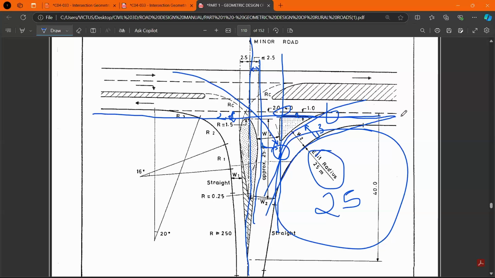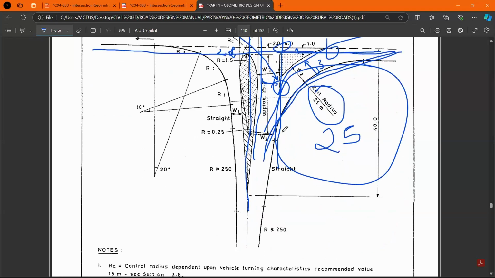So if you do a 25 radius here, you can see naturally this section is wider than the one we are using, the 3-centered arc. The 3-centered arc also reduces the amount of space that you are going to require for your intersection. And from this point, this one is natural tapering. So this one is also dependent. This section here is dependent on the amount of road reserve that is available.